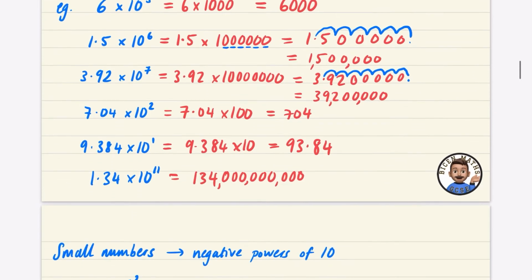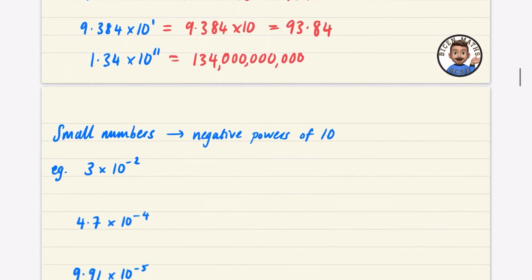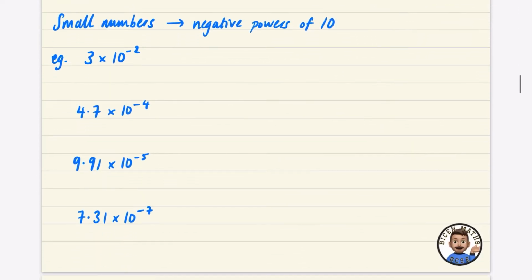Okay, let's have a look at going in the other direction, small numbers with negative powers of 10. So small numbers have negative powers of 10 here. And I'm going to begin by looking at this 3 times 10 to the minus 2. Now, in some of my other videos, I've talked about what a negative power means. But for now, you can just trust me when I say that 10 to the power of minus 2 is 1 over 10 squared, or 1 over 100.